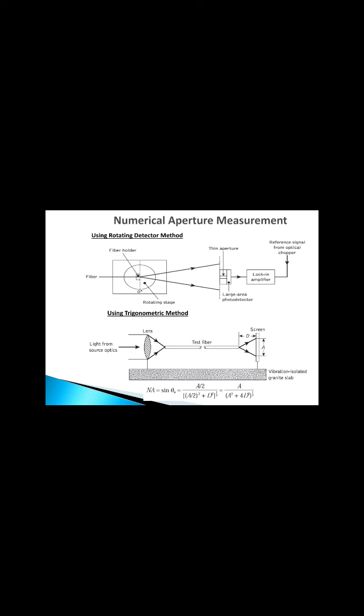The next one is the trigonometric technique. You have a test fiber. You're going to have two holders, one is a source holder and the second one is a detector holder, and we have a screen projection. Now your source is applied through the test fiber. It passes through the fiber, and you get some optical power that is displayed on the screen.